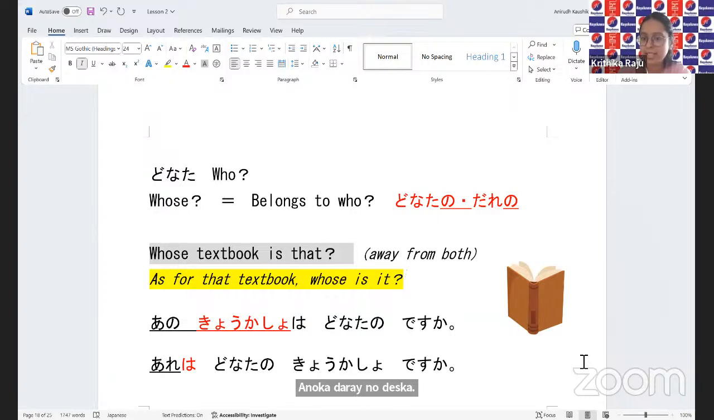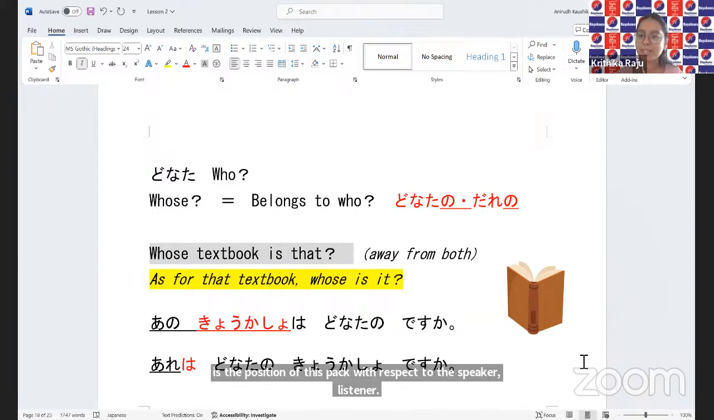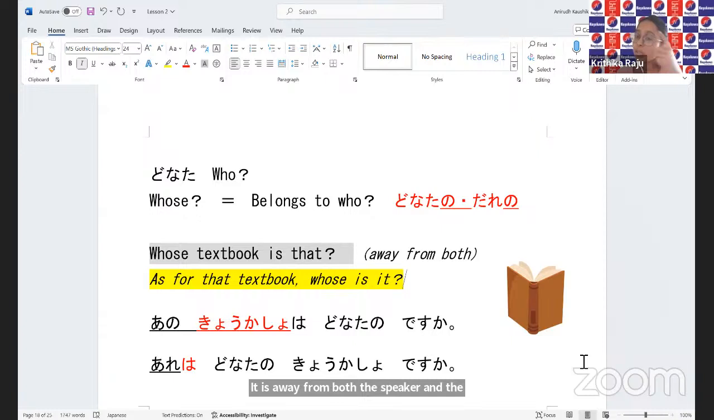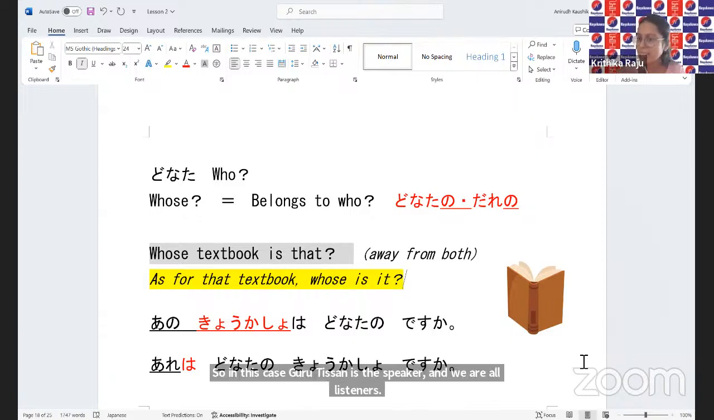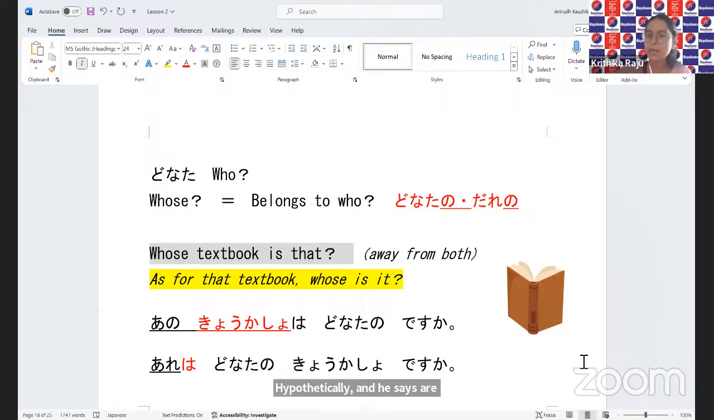All right. Correct. So I would like one of you to tell me, ano kaban, so where is this bag? What is the position of this bag with respect to the speaker and listener? In Gurumurthy-san's sentence, it's away from both the speaker and the listener because he used the word ano kaban. In this case, Gurumurthy-san is the speaker and we are all listeners, hypothetically, and he says ano kaban, which means the bag in question is away from both the speaker and the listener. All right. Anybody else would like to try?